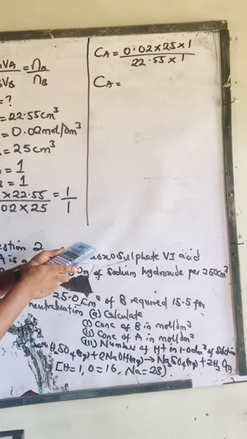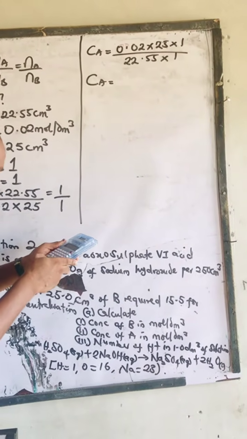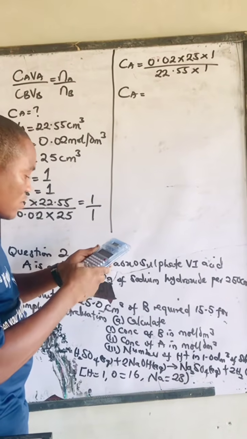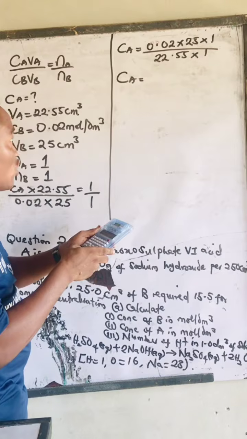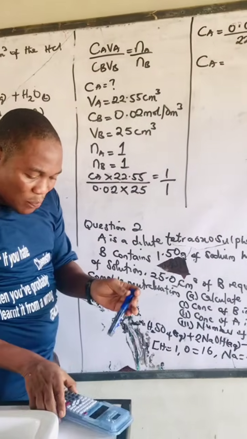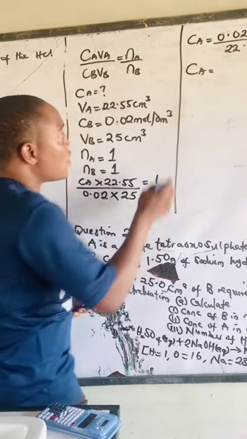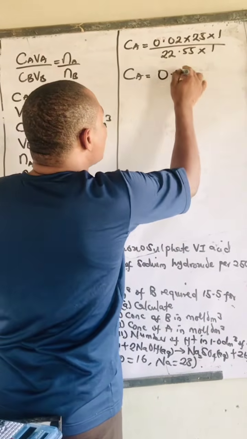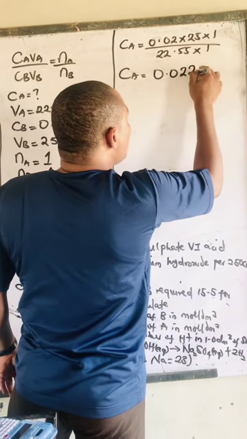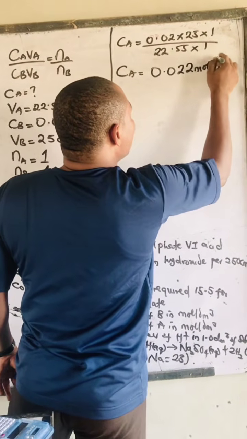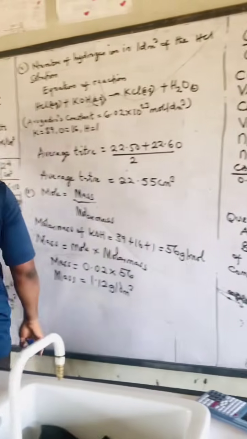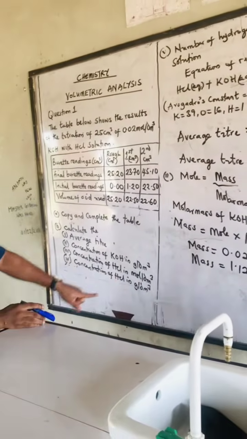Okay? So from there, use our calculator to get the value for our Ca now. Here we have 0.02 times 25 times 1, divided by 22.55. Approximately we have 0.022 mole per dm3. Okay? That's the concentration of our acid. That's the concentration of our acid in mole per dm3.